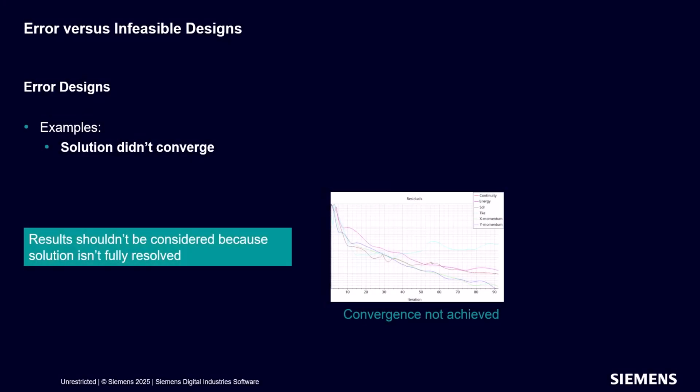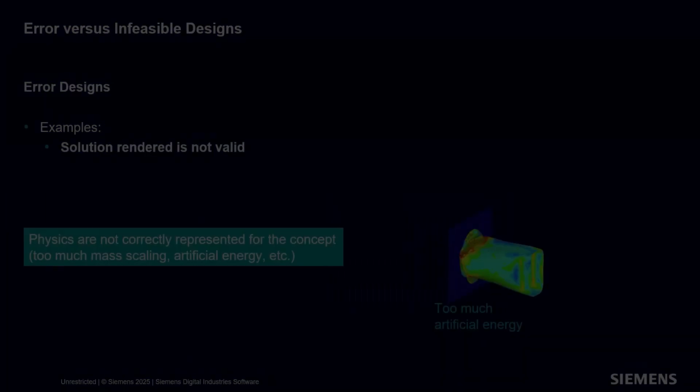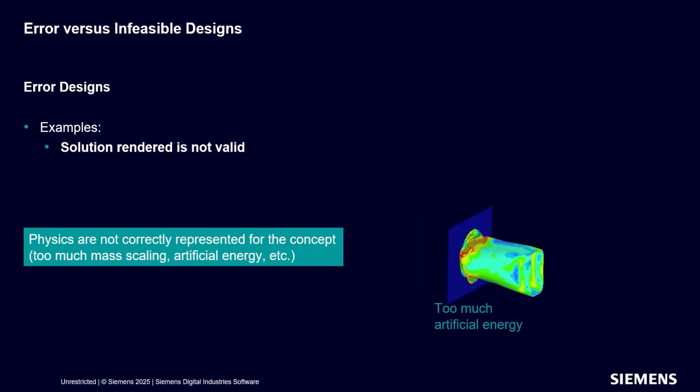Another example of an error design is when a solution diverges. Here, even though the simulation ran, the results are invalid as the solution isn't fully resolved. Similarly, when a solution completes but its solution isn't valid, is another scenario where the design should be marked as an error. In explicit dynamic finite element analysis, this can occur if too much artificial energy is introduced into the design due to mass scaling.